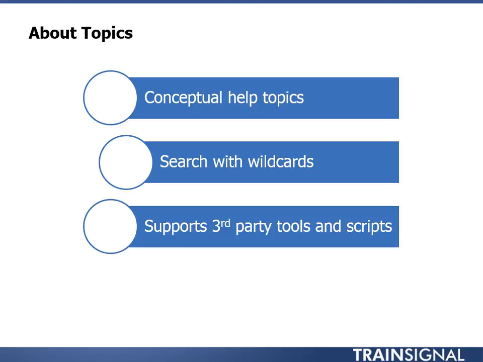Again, third-party tools and scripts, even things that you develop on your own, you can write your own about topics, and they're included, and you can find them with the help system just as well as anything else. For example, if you wanted to know about the switch construct, you can type help about underscore switch. All the about topics start with about underscore and then whatever it is. But you can use wildcards if you want to try to find something.